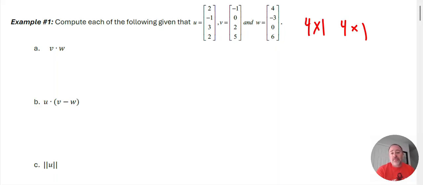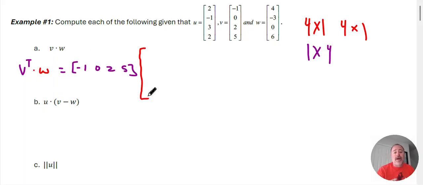So what is an easy fix with this is we're going to transpose one of them. In this case, we're going to transpose our V, and that's nice to do because if we had a 4x1, we're now going to have a 1x4, right? So we can have V transpose as 1x4. We're going to make our rows our columns. So V transpose is going to be -1, 0, 2, and 5. And now we can dot this with W because W now is a 4x1.